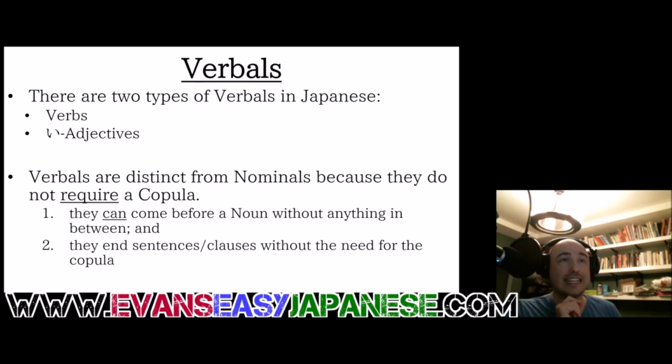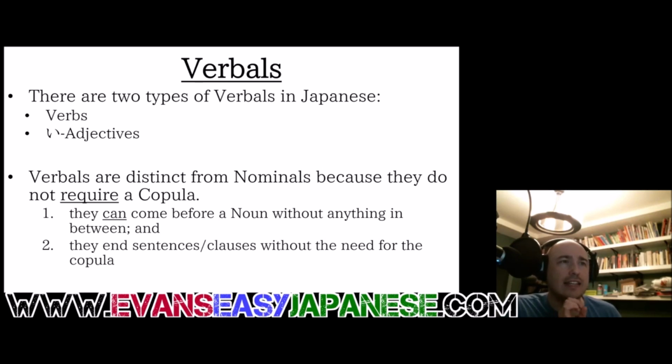Verbals are distinct from nominals because they do not require a copula. I should put the emphasis on require, like I wrote here, because I was writing properly. Another reason to be good at writing is because you can think better when you write, and if you read it later, you'll be more accurate in what you're trying to communicate, and accuracy is very important.